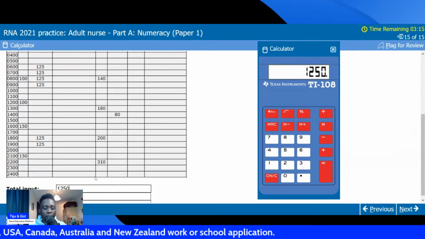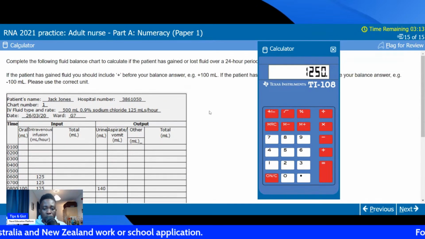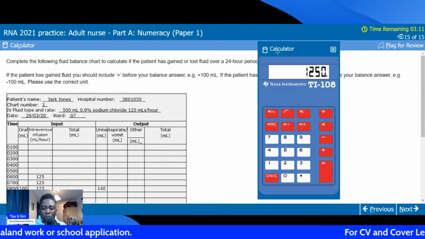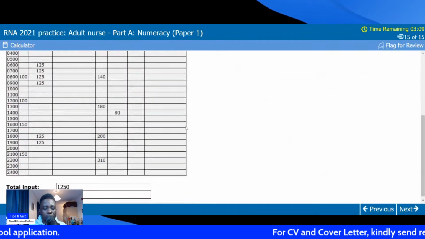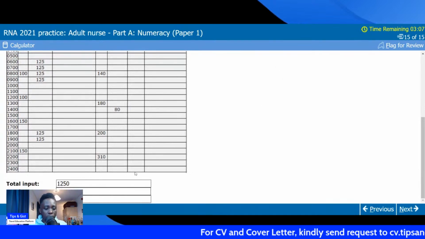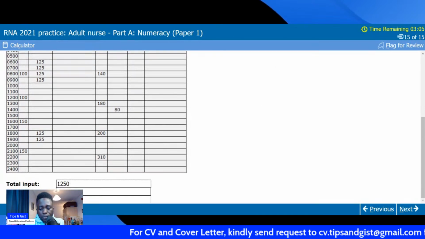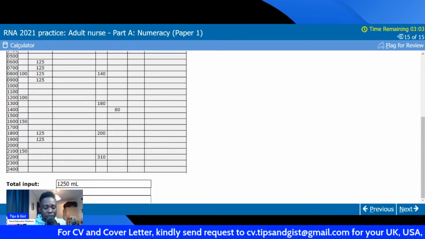So our total input is 1250. All right. So if it is 1250, don't forget to add your unit. So 1250 ml. That is your total input. We have 3 more minutes to go, so let us finish fast.